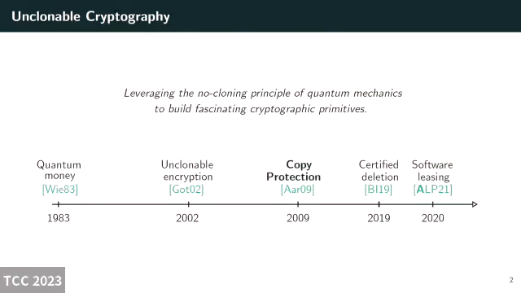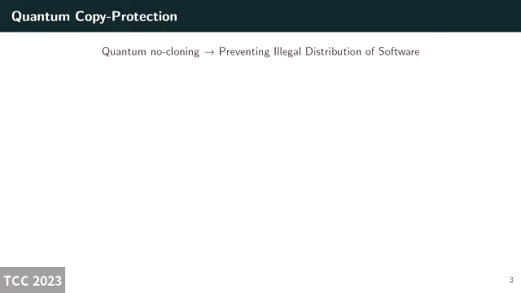Okay, so let me talk about what copy protection is all about. Roughly speaking, copy protection is about leveraging the no-cloning principle to achieve software anti-piracy, meaning that I'm going to associate software with quantum states in such a way that you should not be able to clone and produce many copies of this software state.